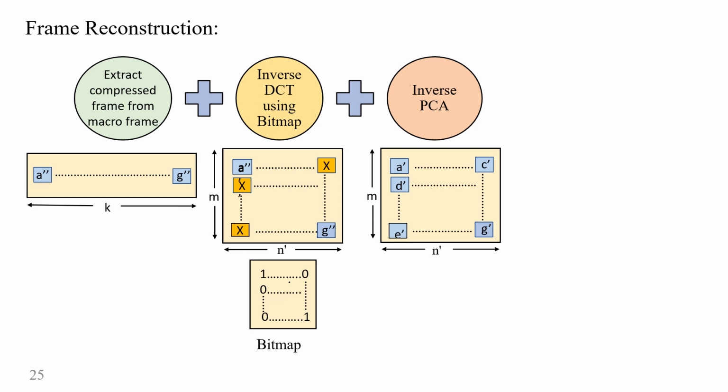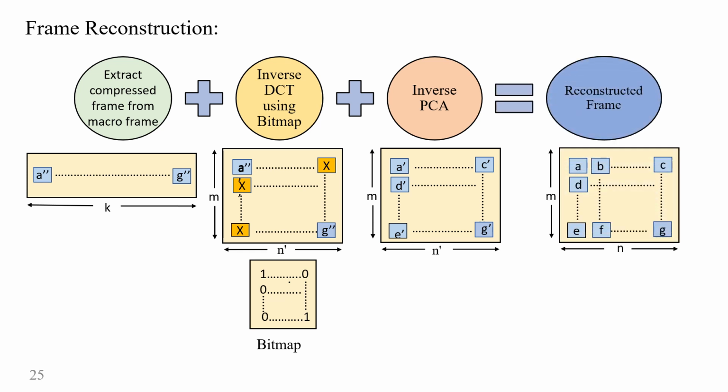followed by inverse PCA. After doing inverse PCA, all the correlated signals which were removed are now brought back to form the original reconstructed frame. As you can see in the figure, all the signals as well as their attributes are regenerated, and the frame is finally reconstructed.